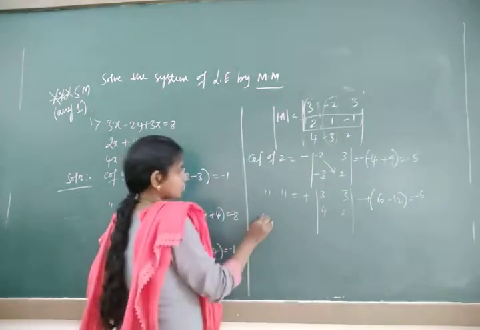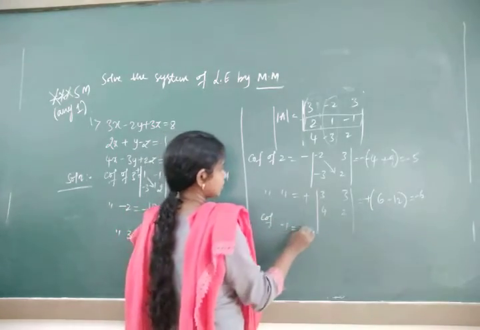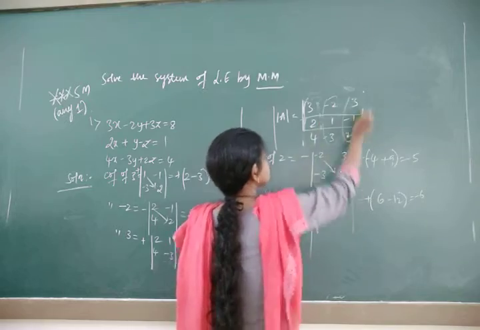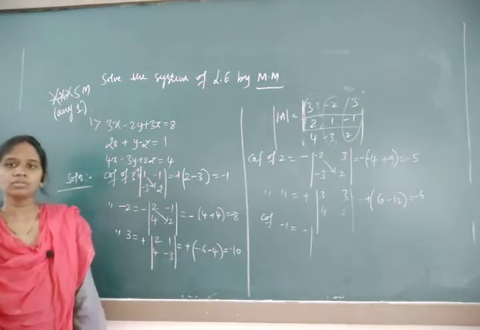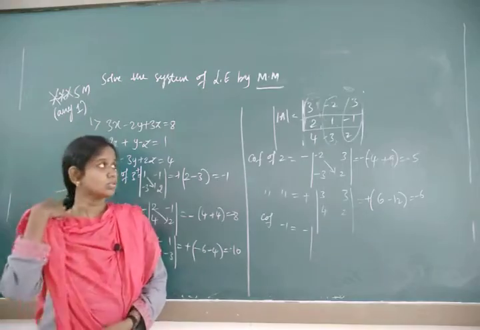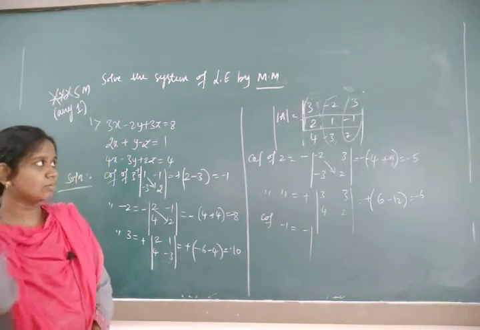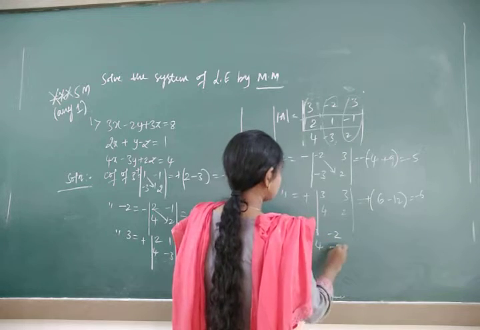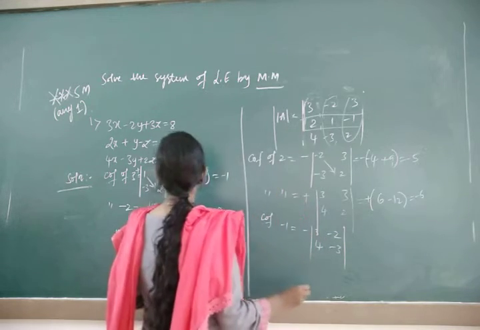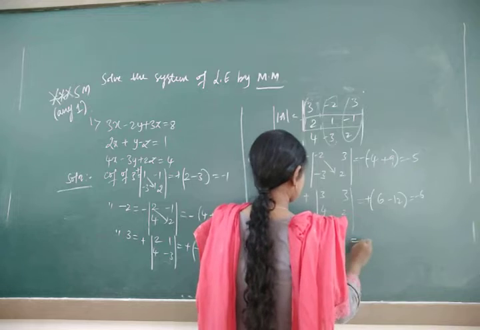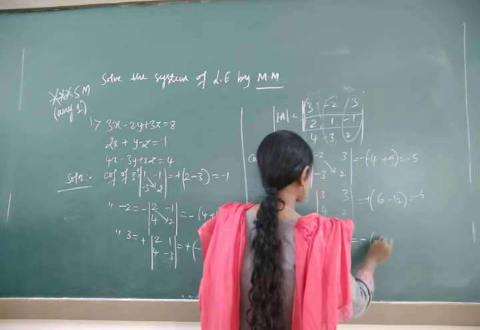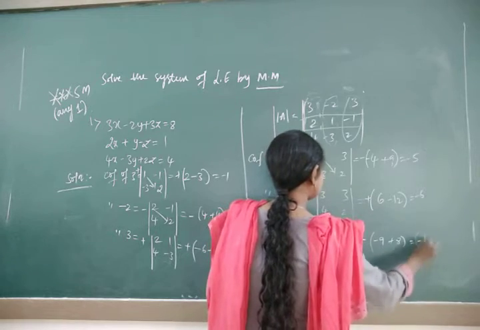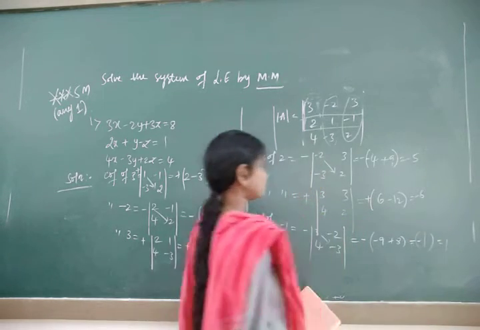Next you take the cofactor of minus 1, the sign will be minus. Now the third column will be closed. When the third column is closed, it remained as 3 minus 2, 4 minus 3. Minus of, it's a minus 9 plus 8. The answer will be minus 1. Outside is again minus, so it will be a plus 1.